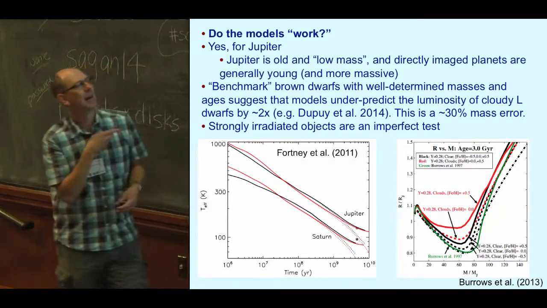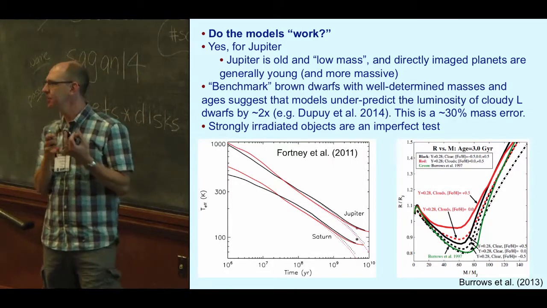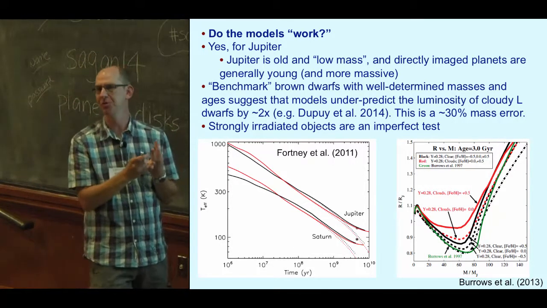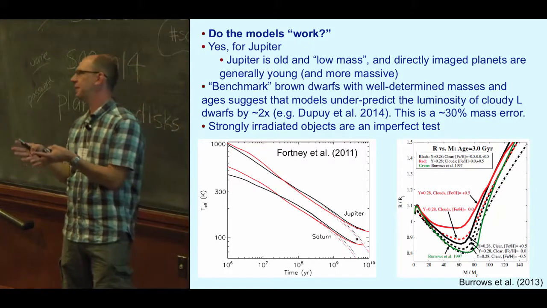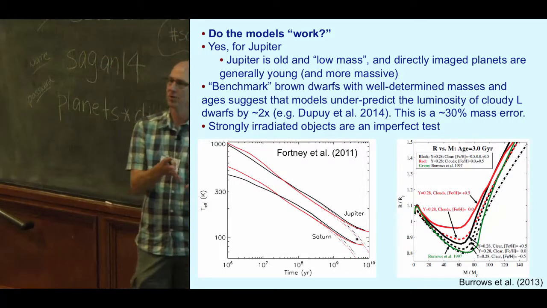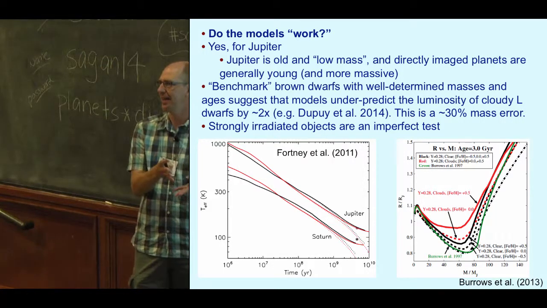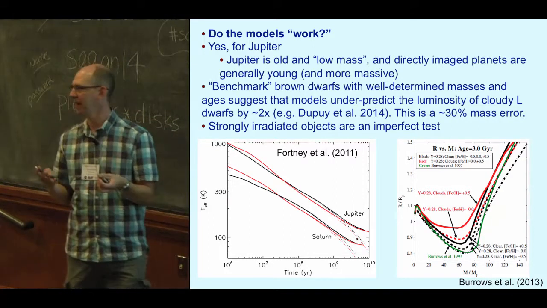We're, of course, looking at strongly irradiated objects all the time, transiting planets, transiting brown dwarfs, and that's another test of evolutionary models. But it's a very different phase space compared to directly imaged planets, because transiting objects are generally very old, they're extremely strongly irradiated, so it's not necessarily a great test when we're comparing to directly imaged young planets.